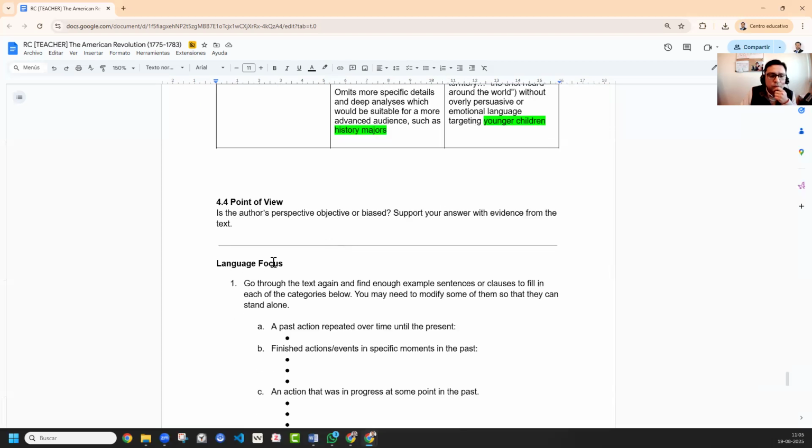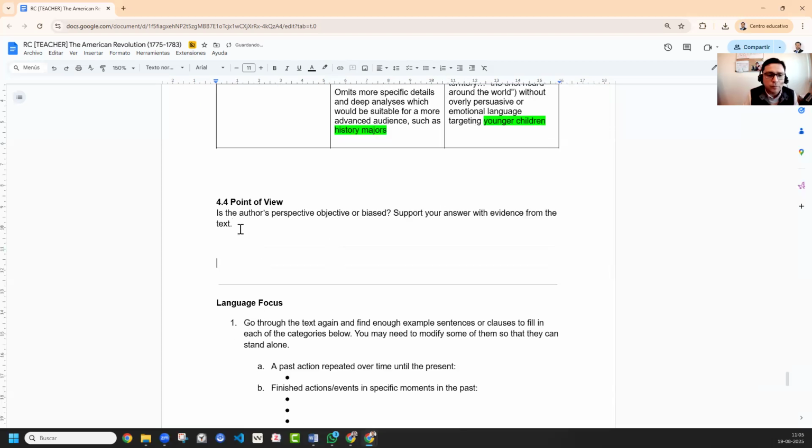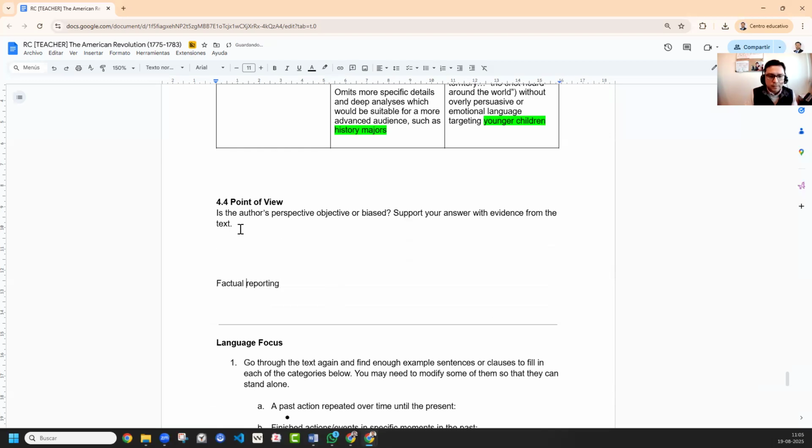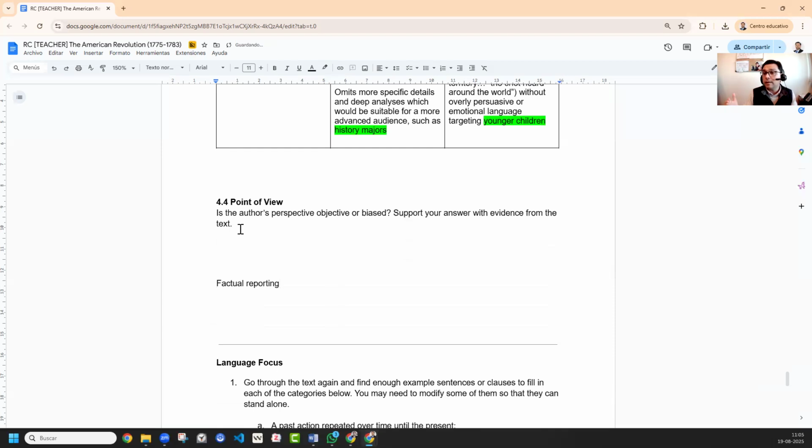Now we're ready to move on to the final question, which is point of view. Is the author's perspective objective or biased? Support your answer with evidence from the text. Here I would say that there is factual reporting. These are just the ideas that will lead us to the answer. There is factual reporting in most paragraphs: years, dates, protagonists, events, consequences, etc.